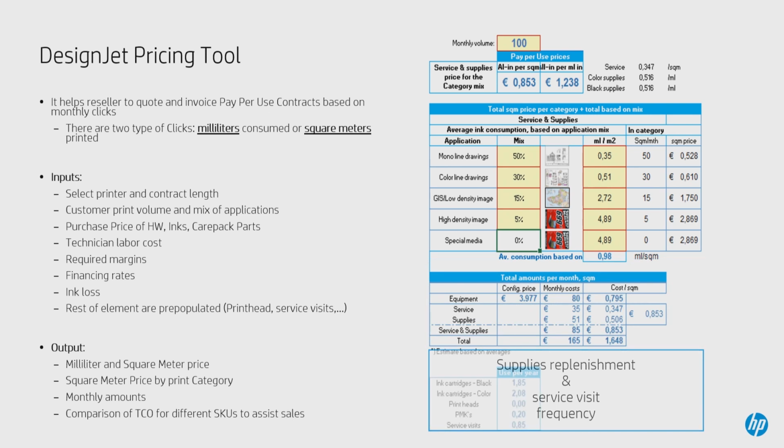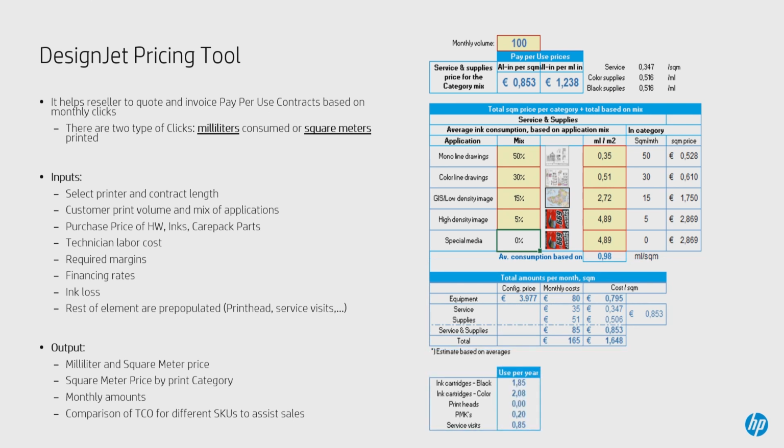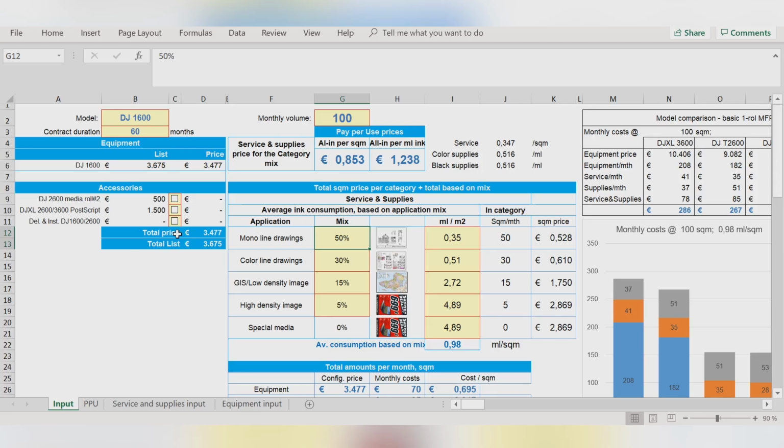And also it will compare different types of products we have. For a certain customer with a certain print usage, it will tell you for the different products which is the most optimal in terms of total cost of printing. Okay? So let's go and move to the pricing tool.